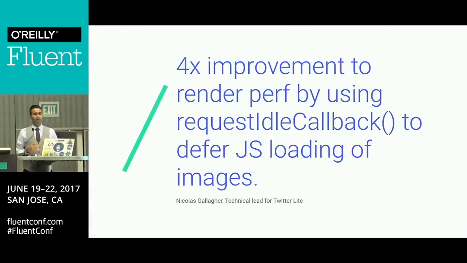Twitter found that requestIdleCallback, this browser API that helps you schedule work when there's a free period of time at the end of a frame, allowed them to see a 4x improvement in render performance just by using it to defer the loading of images that are below the viewport using JavaScript.